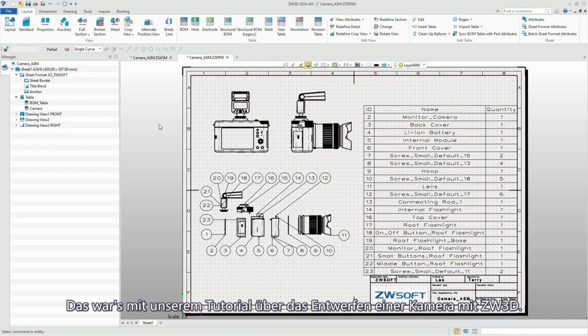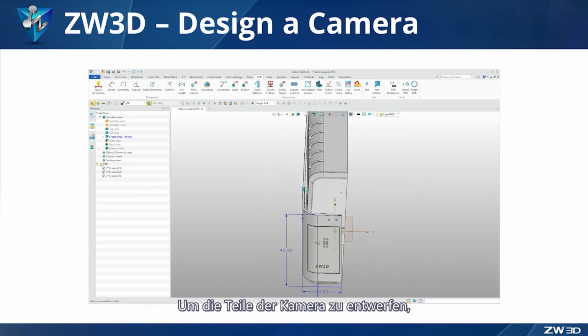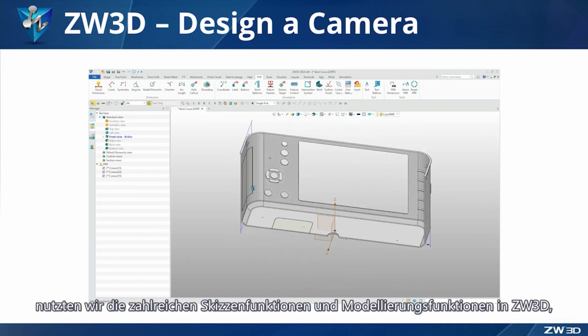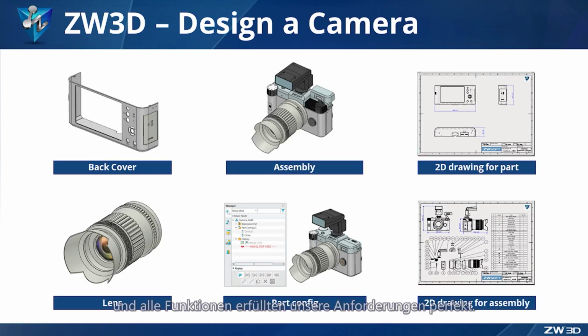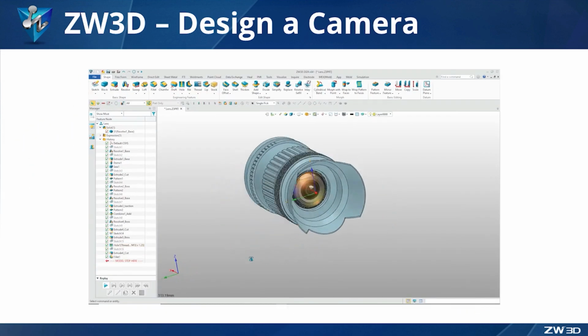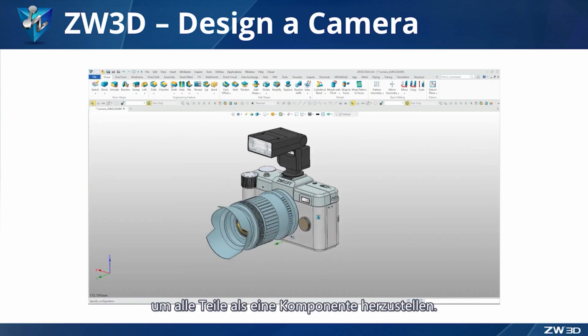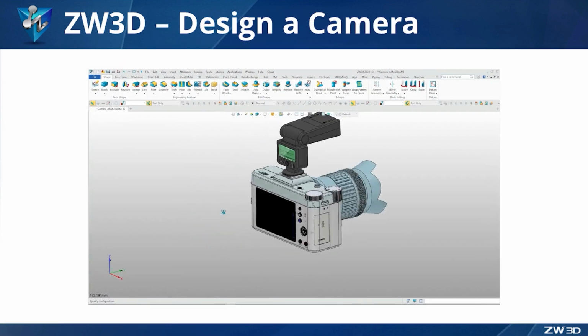That's all for our tutorial about designing a camera with ZW3D. Let's briefly review it. To design the parts of the camera, we used abundant sketch functions and modeling features in ZW3D, and all the features met our needs perfectly. Then, we completed the assembly design to make all the parts as a component.